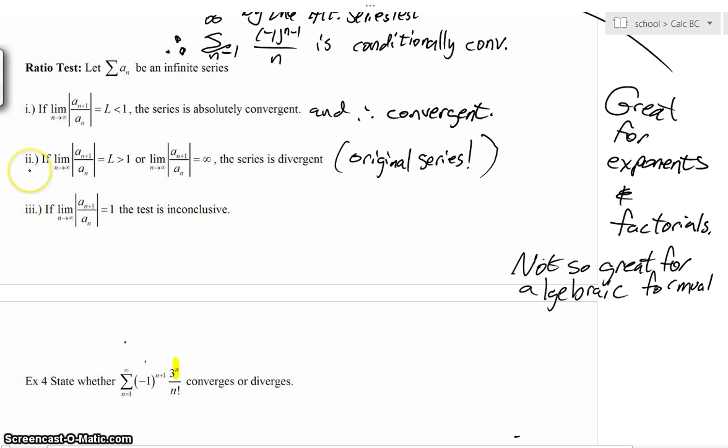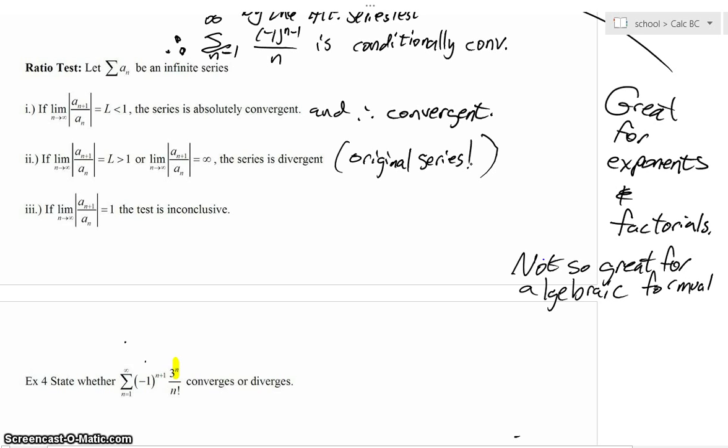By way of comparison, for number 2, if your limit as n goes to infinity of your n plus 1 term over your nth term in absolute value, if that limit is larger than 1, or if that limit arrives at positive infinity, the series is divergent. And we do refer to the original series. The original series without the absolute value will diverge.